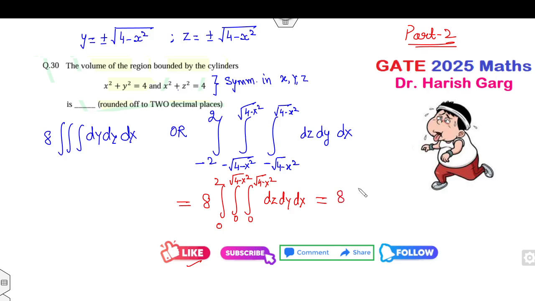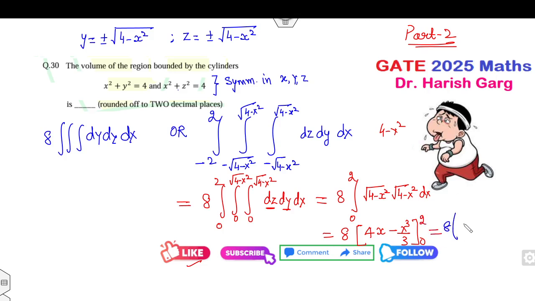So that will be 8, 0 to 2. If you integrate with respect to z, it will be root of 4 minus x square. If you integrate with respect to y, again it is 4 minus x square. So now what is the integration of this? This value will be my 4 minus x square. If you integrate them, it's 4x minus x cube by 3 from 0 to 2. Can you get the answer? It is 8 minus 8 over 3.